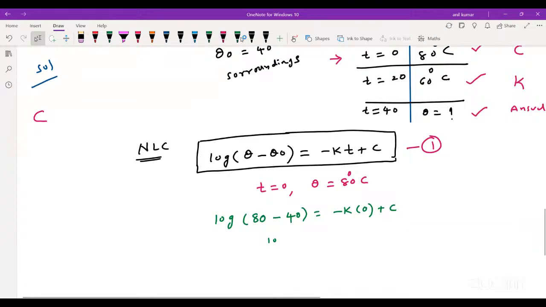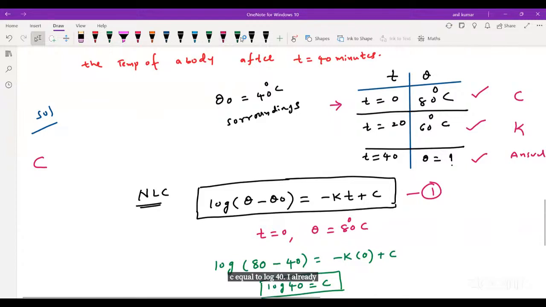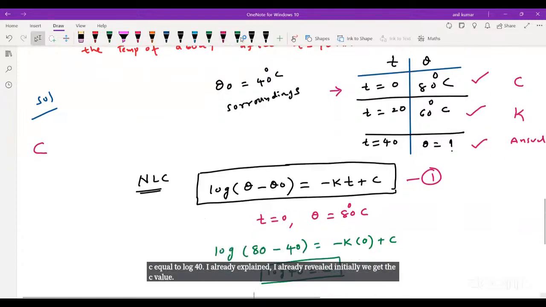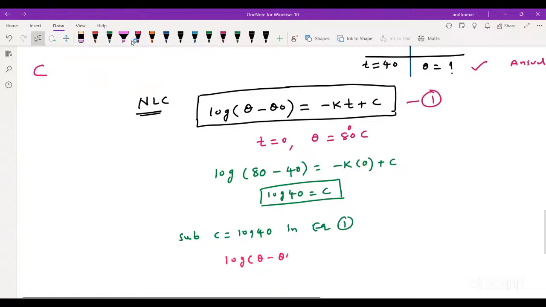Now, C equal to log 40. I already explained, I already revealed. Initially, we get the C value. Yes, C is obtained. Now, we must update equation 1. Substitute C equal to log 40 in equation 1. Yes, equation 1 now becomes log theta minus theta naught equal to minus kT plus log 40.